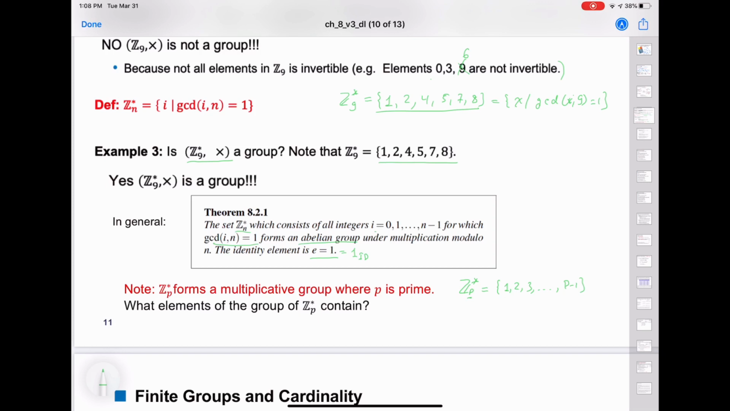And the question is, why am I not excluding any elements? Because you want the GCD of i and p to be 1, but p in here is prime. Anything before it is going to be relatively prime, so that's why it is all elements from 1, 2, 3 until p minus 1. How many elements does it contain? It contains p minus 1 elements. Zp star forms a multiplicative group where p is a prime.